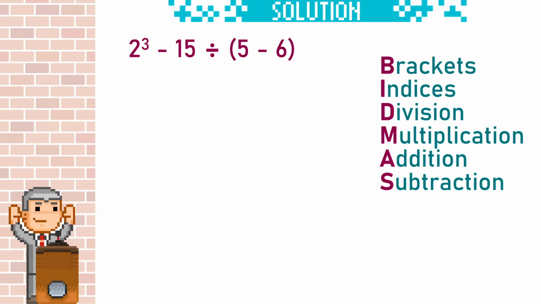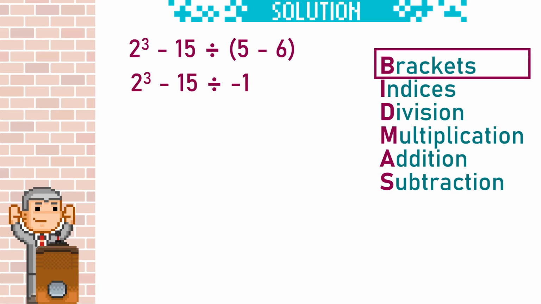When we work with multiple operations, we always use the same rule, BIDMAS, and we work from top to bottom. So let's do it for this question now. The first thing we're going to ask ourselves is, are there any brackets? Yes. 5 minus 6 is in brackets, so we're going to do that first. 5 take away 6 is minus 1.